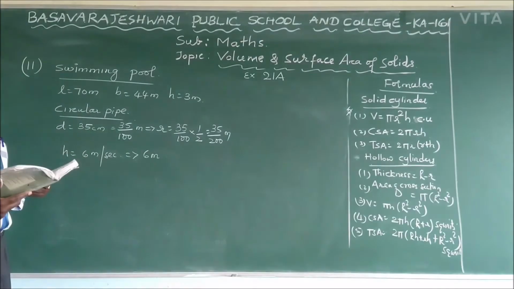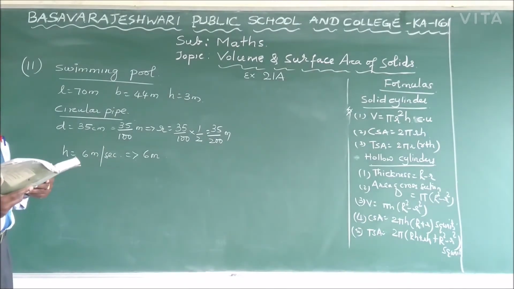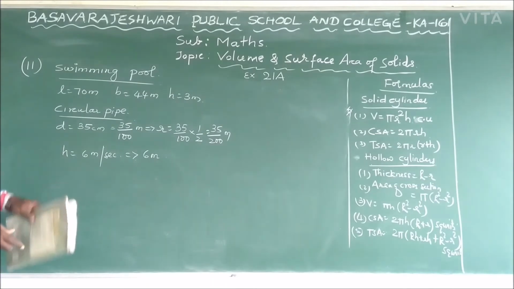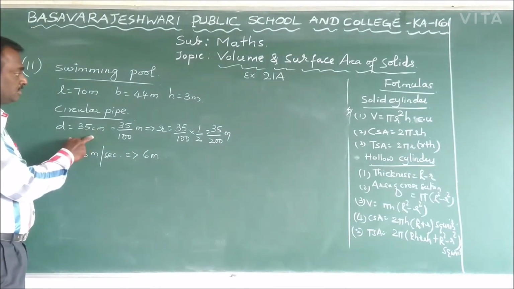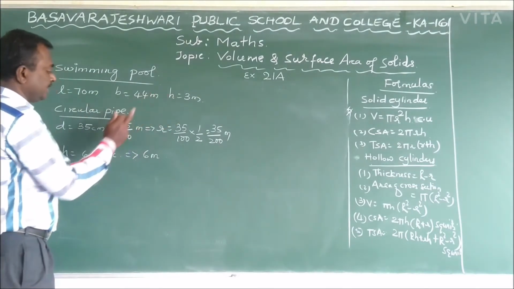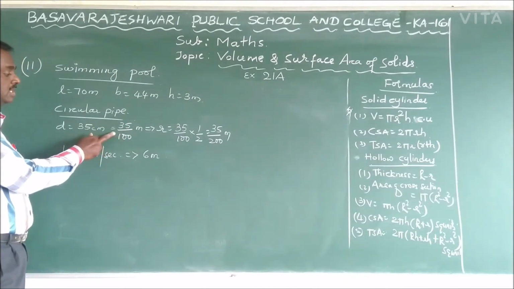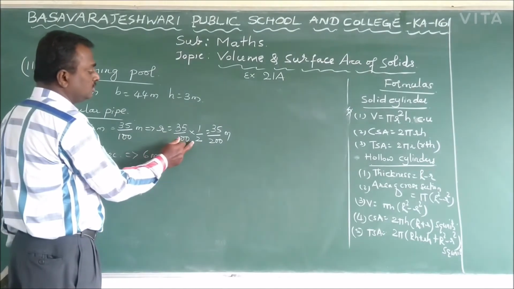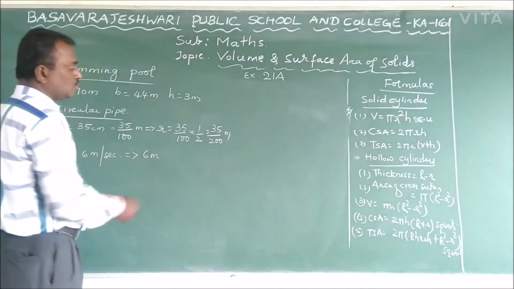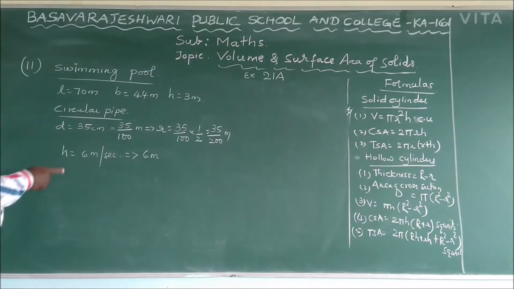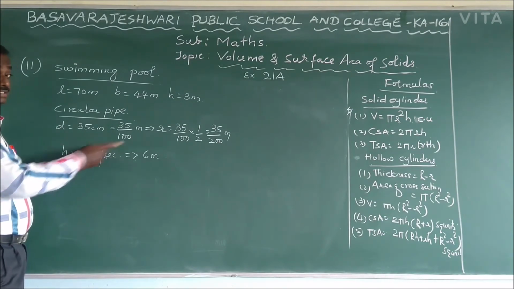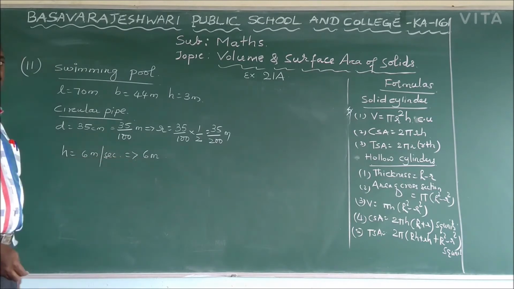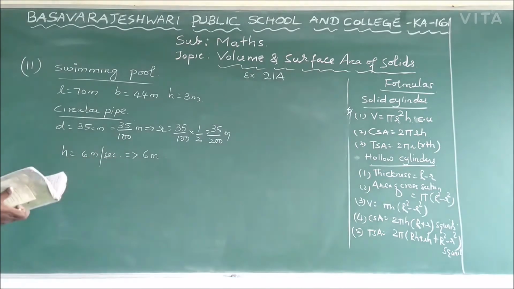The swimming pool has length, breadth and height given, and it is filled by a water stream from a pipe of diameter 35 cm. Here all the units are given in meters, therefore we have to convert into meters. 35 by 100 meters. This implies r is equal to 35 by 100 into 1 by 2, that is 35 by 200 meters. The water is flowing at 6 meters per second. So the height or length will become 6 meters.